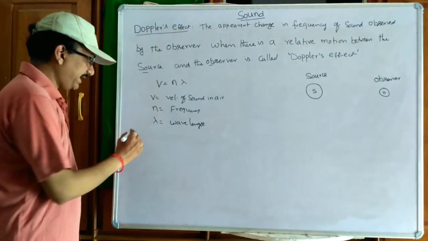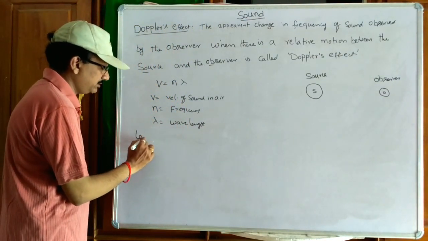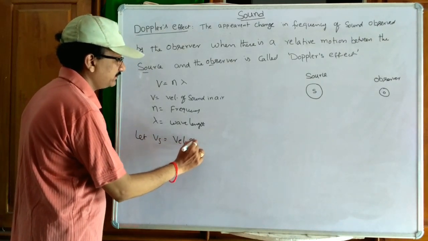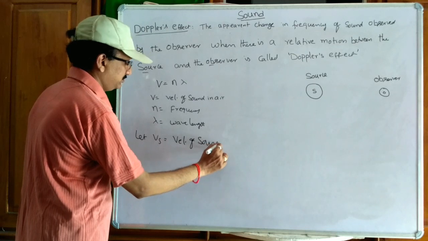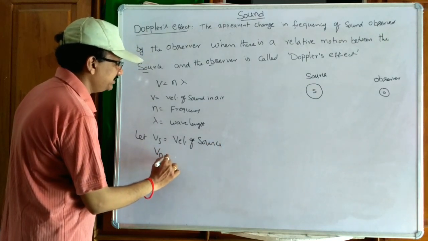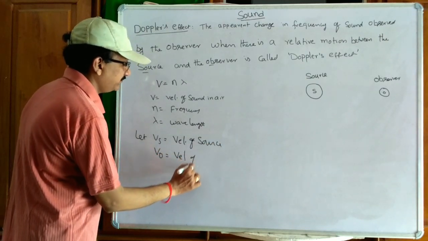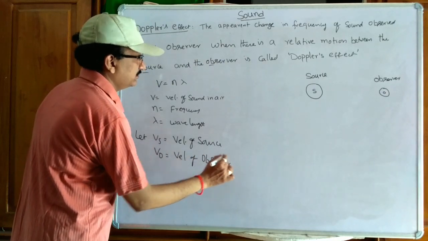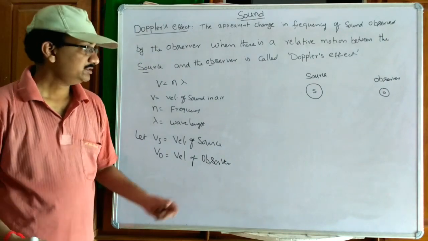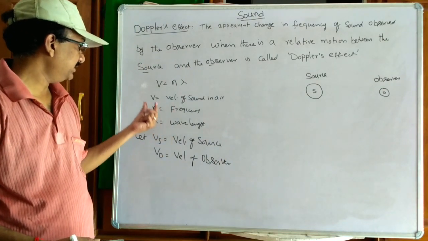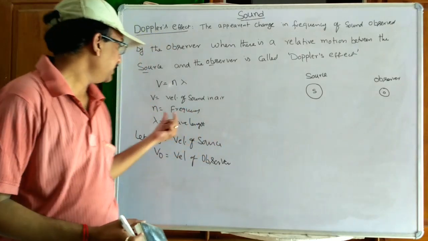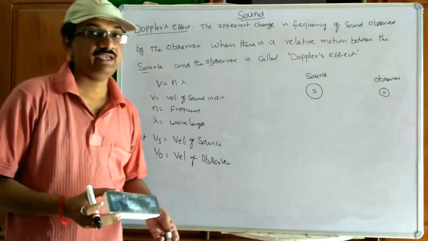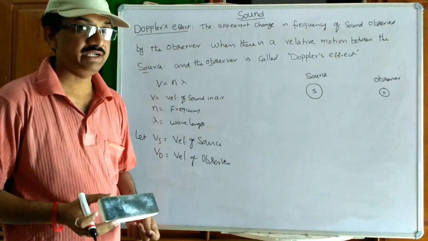Here two more parameters are added. Let Vs be equal to velocity of source and VO be equal to velocity of observer. So here you have to find n dash and lambda dash. That means n dash means apparent frequency and lambda dash means apparent wavelength.